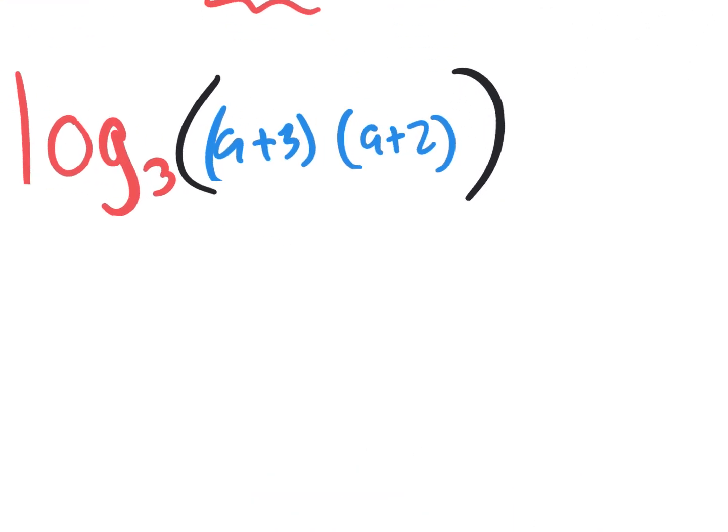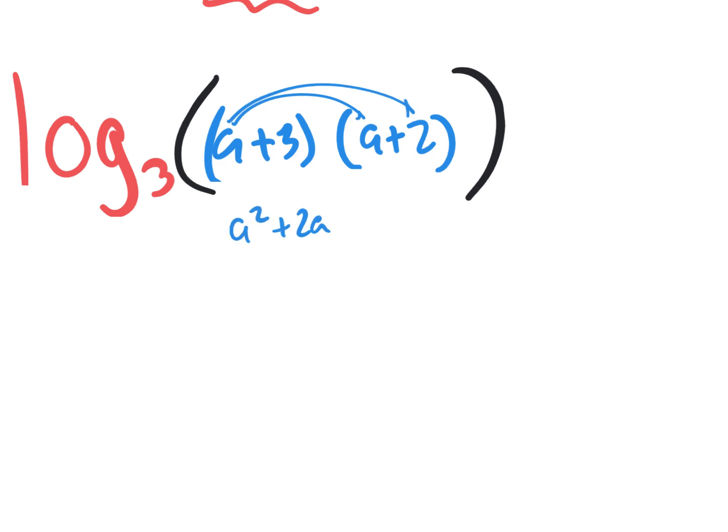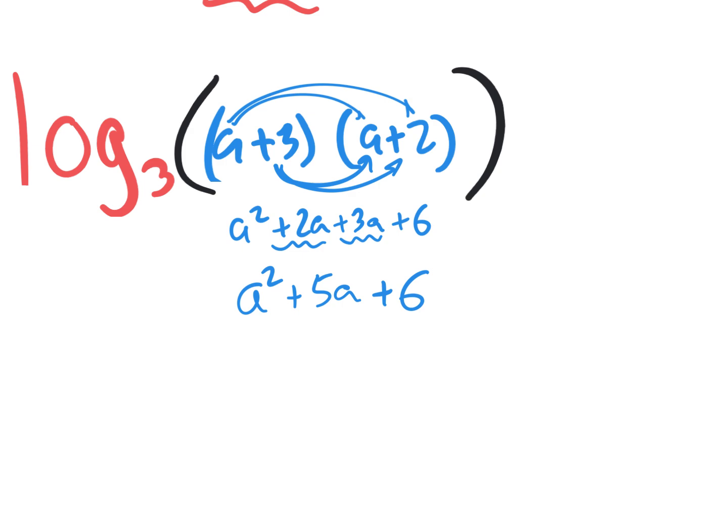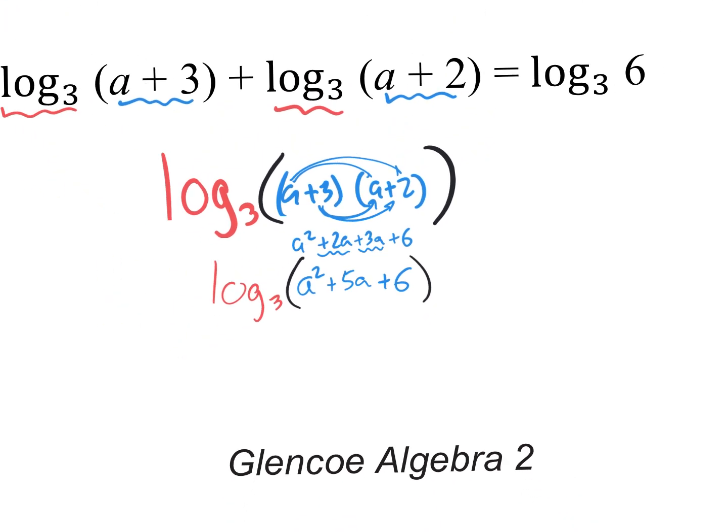I'm going to zoom in, then I'll zoom out again. We're going to distribute a times a squared. A times 2, 2a. 3 times a, 3a. 3 times 2, 6. Combine 2a plus 3a, you'll get a positive 5a. So you have a squared plus 5a plus 6. That's a quadratic trinomial that belongs inside the log base 3. Are you with me?